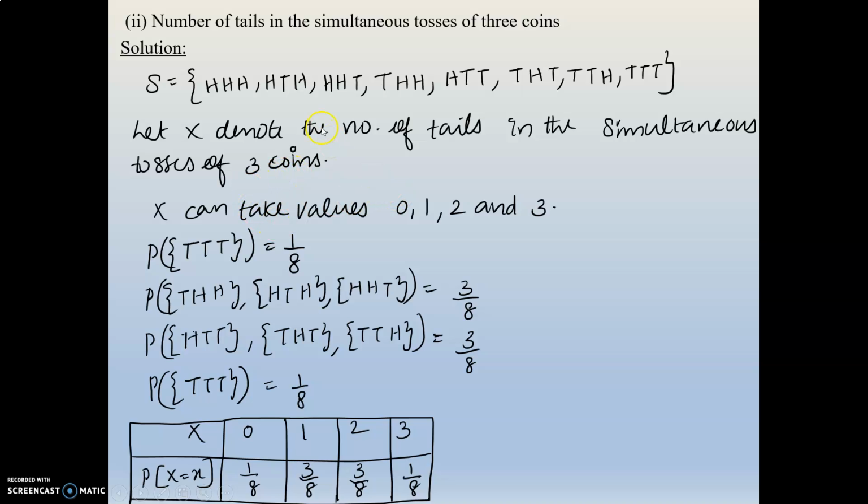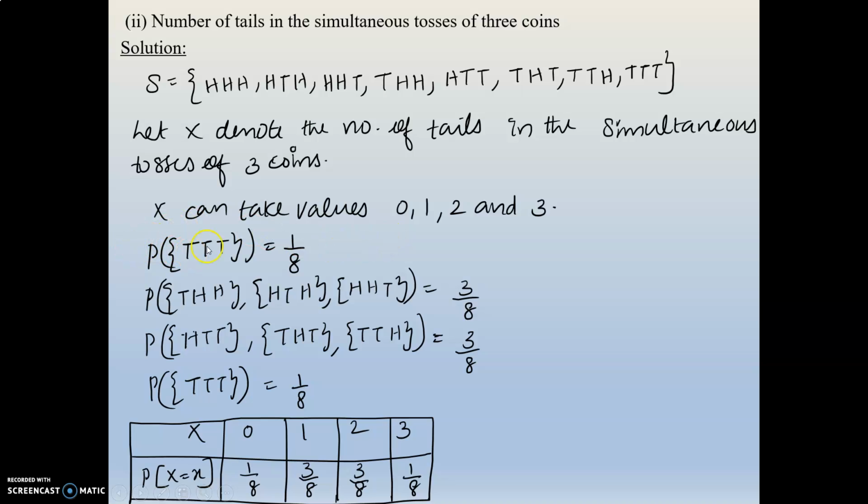So X can take values. When all the outcomes are heads, the number of tails is 0 here. Similarly in these cases, this one and this one, we are getting only one tail. So one tail is one value, and 2 tails occur in 3 cases, and the maximum number of tails is 3. So these are the values X can take.